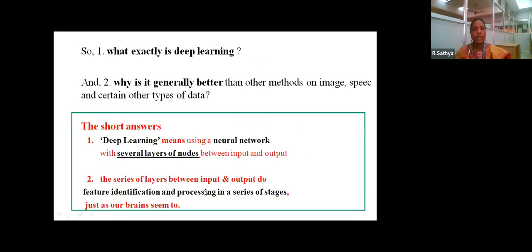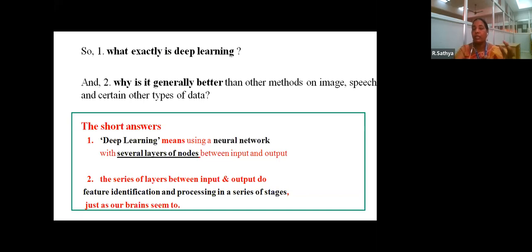What actually is deep learning? We know it is a subset of machine learning, and it uses neural networks. As we human beings use our brains, deep learning uses the neural network concept, which contains several layers of nodes. I will elaborate with a real-time example now.